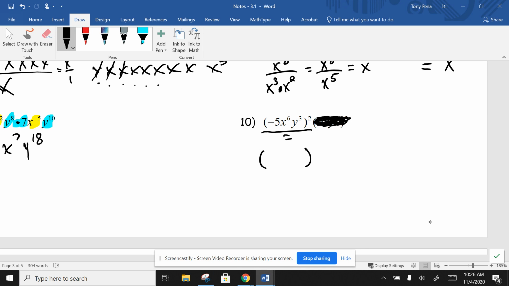Here's hopefully what we have. This negative 5 has a power of 1. So what we would have is a negative 5 now squared. We're just multiplying. Exponents to the exponents, you multiply. A 2 times a 6 is a 12, so we get x to the 12th. And then the 2 and the 3 should give us a y to the 6th. So completely simplified, that should be 25, x to the 12th, y to the 6th.